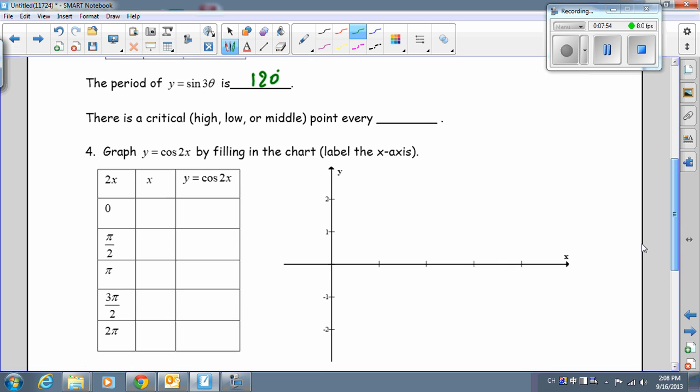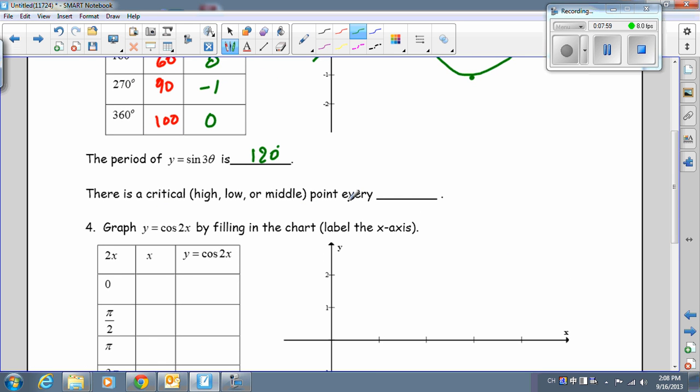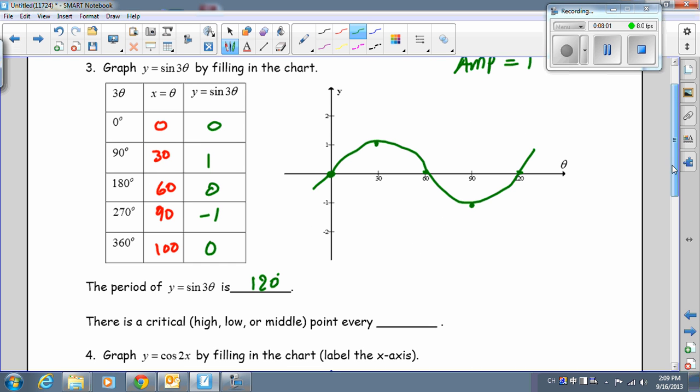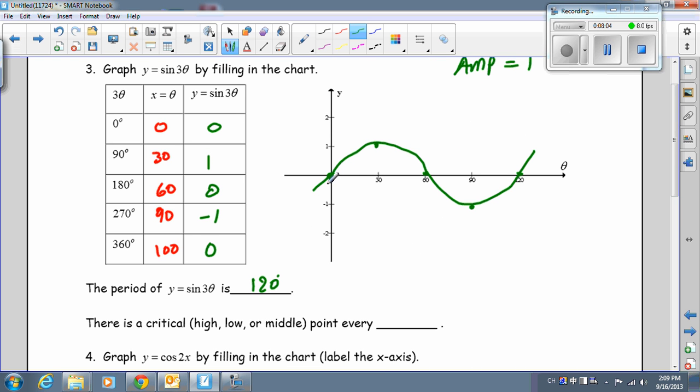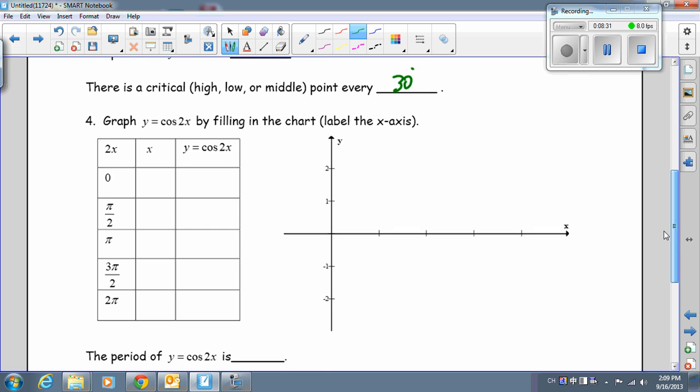I'll do another one. By the way, there's a critical high and low or middle point. You should be able to answer this. High, low, or middle point. From this to this, we have a middle point, which is the highest point. Then we have highest point, middle point, lowest point, and back again to the starting point. So it's every 30, because from here to here we have a critical point. Another critical point is every 30 degrees. It's important to know how often you get a critical point, because it helps you graph your sinusoidal function.